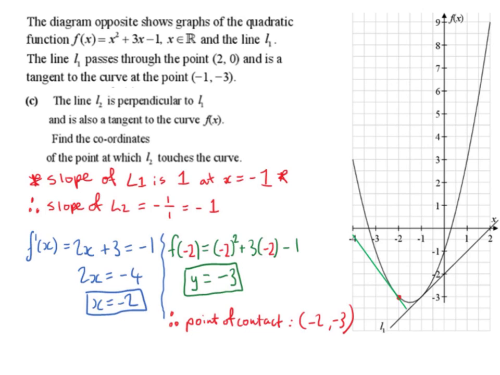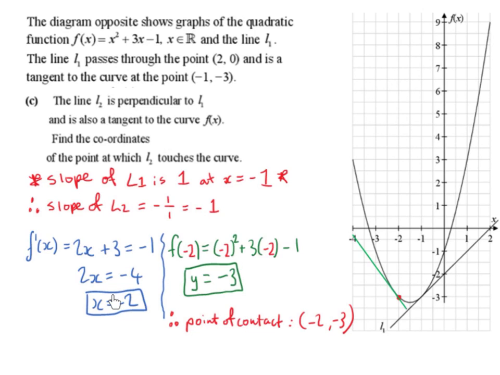So we let our derivative, which is 2x plus 3, be equal to minus 1. And then we just have to solve for x. So to get rid of this 3, we have to minus 3 from both sides. And minus 1 minus 3 is going to be minus 4. And then we have to get rid of the 2 by dividing by 2 on both sides. And minus 4 divided by 2 is going to be minus 2. So x is equal to minus 2.